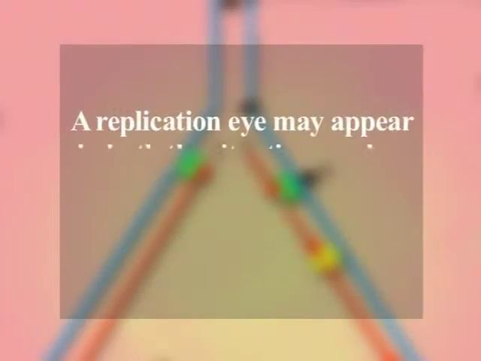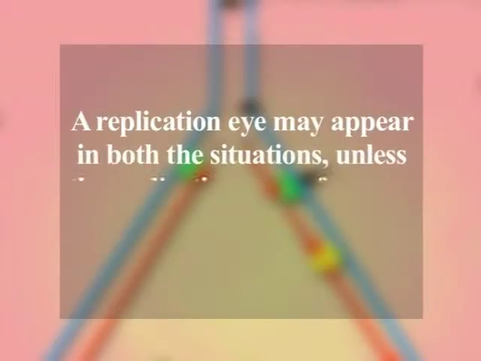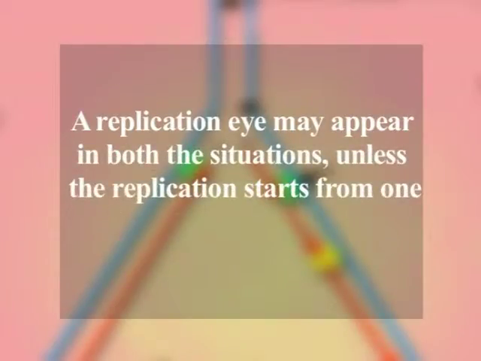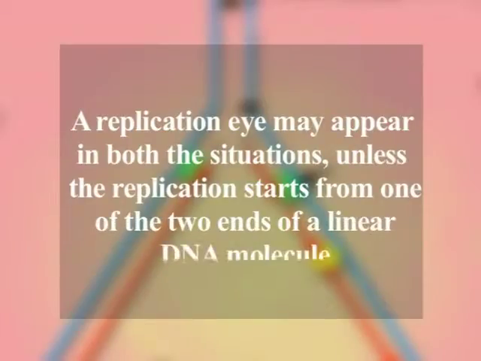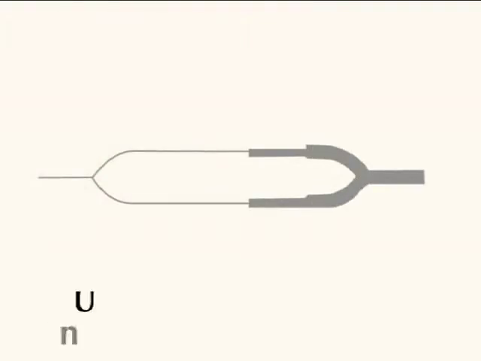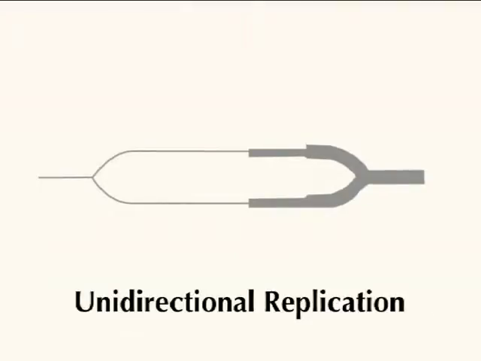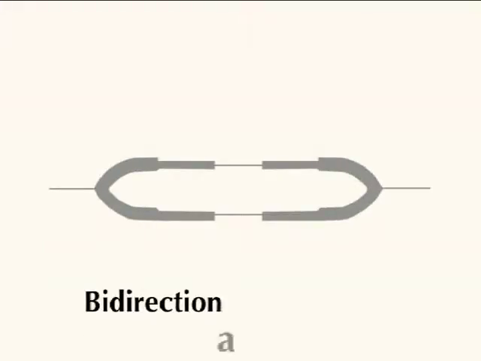A replication eye may appear in both situations unless the replication starts from one of the 2 ends of a linear DNA molecule. However, in unidirectional replication, one of the 2 ends of the replication eye will be stationary and the other end will move with the replication. On the other hand, in bidirectional replication, none of the 2 ends will be stationary and both will be moving.